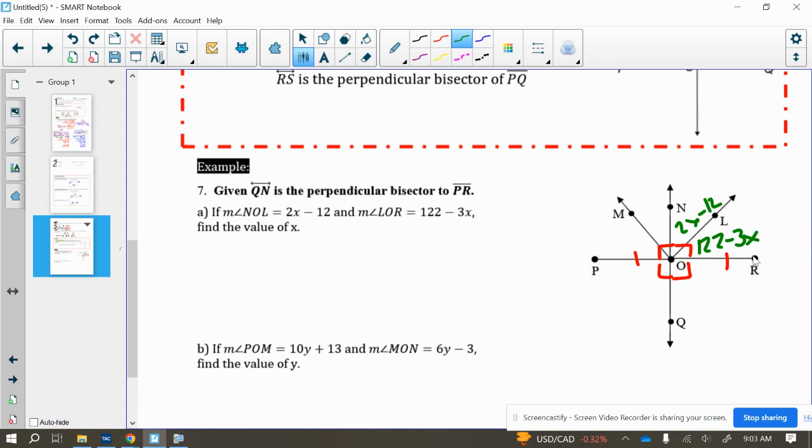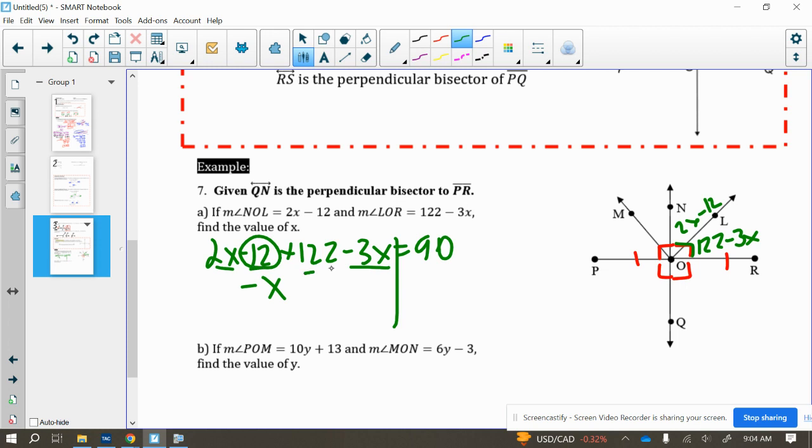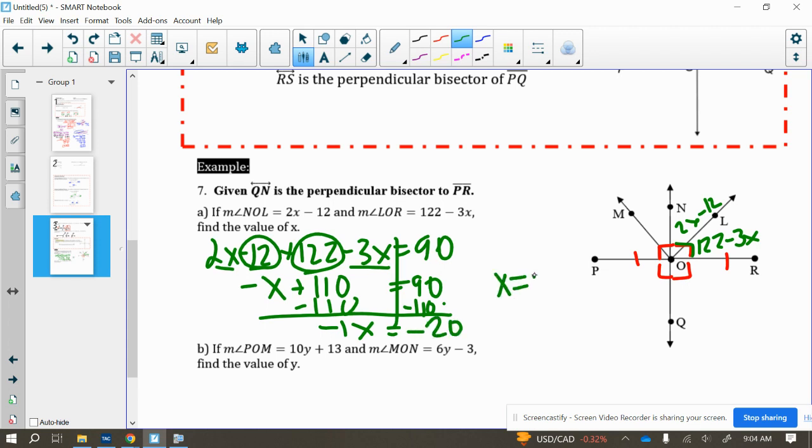And we don't know if these are equal to each other, but because of this right angle, we know that 2x minus 12 and 122 minus 3x has to equal 90. So simplify, we have 2x minus 3x, we have negative 1x, negative 12 plus 122 is 110. Get that x by itself, we end up subtracting over, negative 1x equals negative 20. But we know that those are going to cancel out, the two negatives. x equals 20. Again, divide over that negative 1, get the positive.